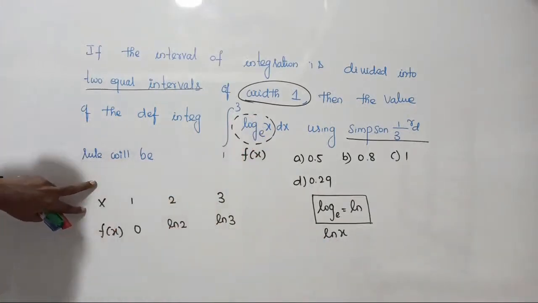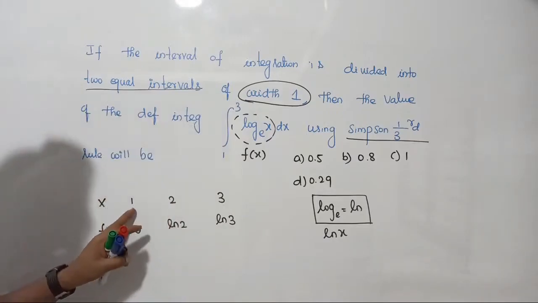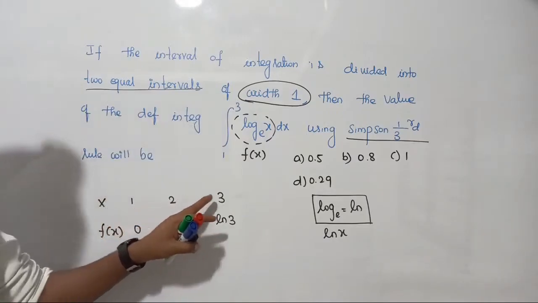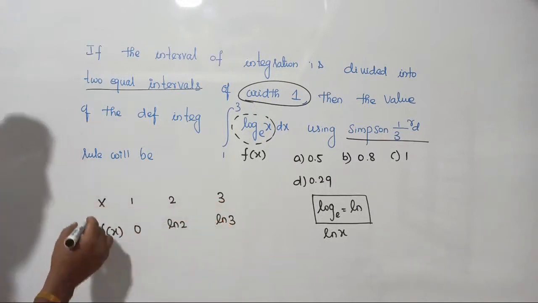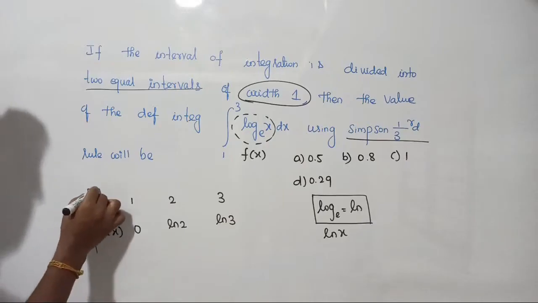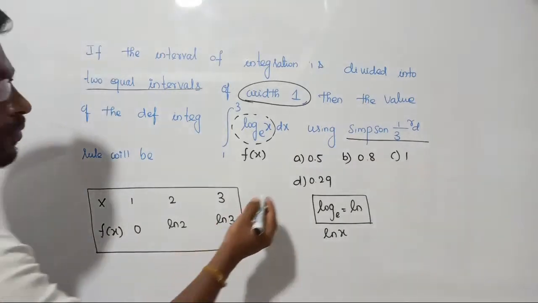I know the value of x. We are going to travel from 1 to 3, and the intervals we have already divided equally. We are going to travel from 1 to 2 first, and then from 2 to 3, and the corresponding f of x we also know very well now. Now, after knowing all these values, let us apply the rule.